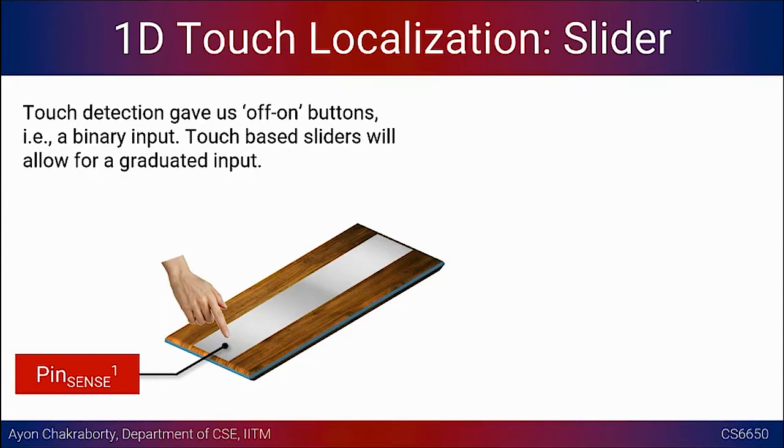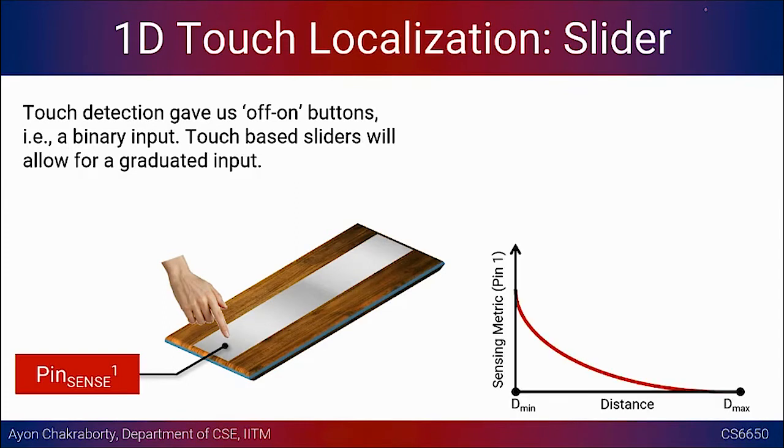And we can calibrate the system in the following way. We can have a sensing metric designed for this pin sense 1, and we can have a d min, which is the minimum distance, and d max, and we can calibrate it like this. So with distance, the sensing metric is going to come down or go up based on what your metric is, but it is going to have a monotonic pattern.